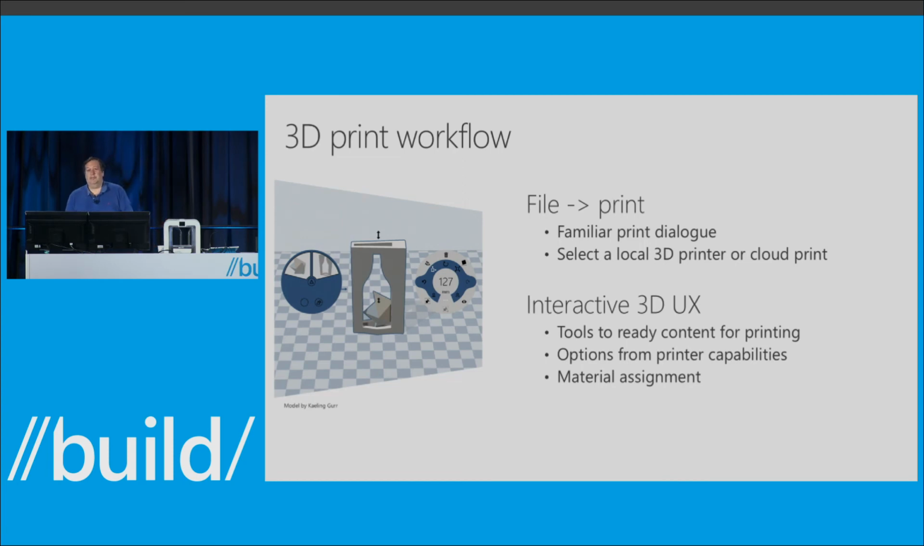Unfortunately, with 3D print, it's a much more complex process to get through than it is with 2D print. So there's options for the printer, which is the same as in 2D. There's material assignment, which is kind of analogous to selecting the right paper to print on. But you also have to be able to look at your objects and put them on the plate so that they print in the right place. There's a lot of different things to do.